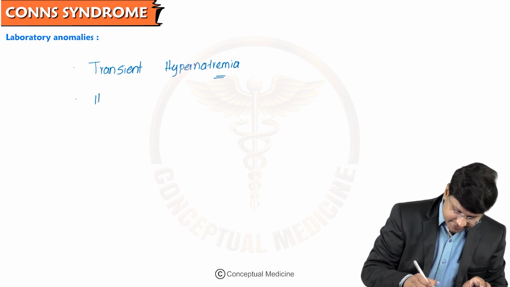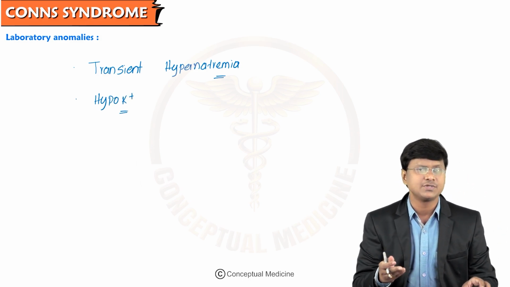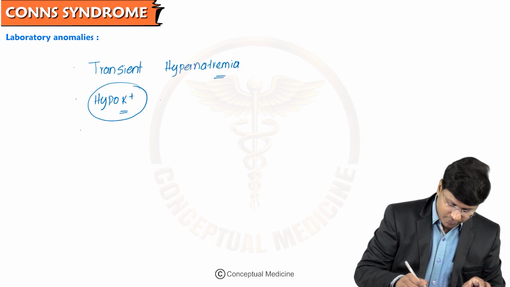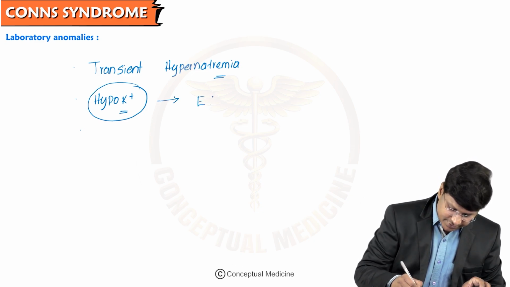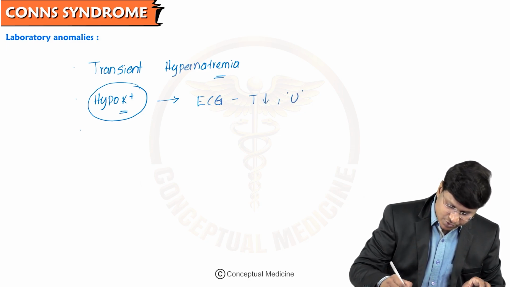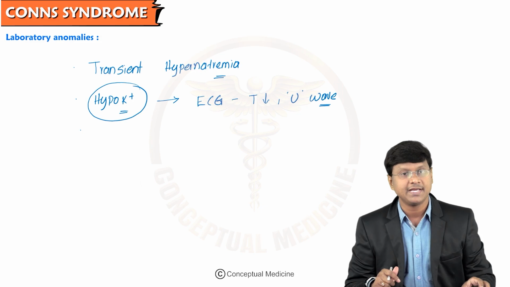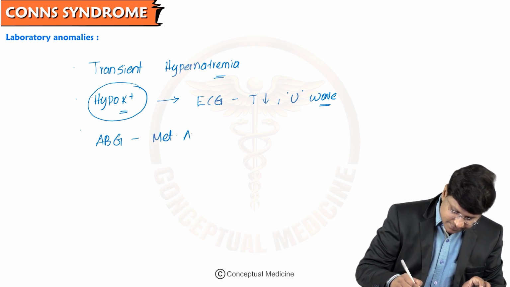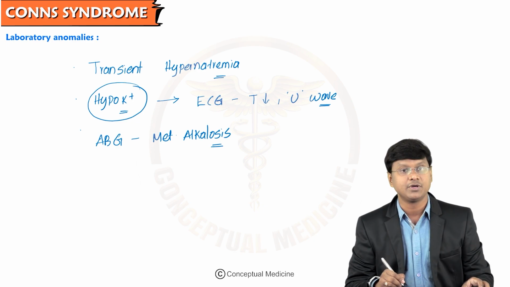Then, followed by that, there will be hypokalemia. Right? Why? Because aldosterone is causing potassium excretion. And secondary to this particular hypokalemia, what will the ECG changes show? ECG will show the T-wave inversions. ECG will show the appearance of the U wave. Right? That is what you will have in hypokalemia. Now, if you take the ABG, arterial blood gas analysis, this will show metabolic alkalosis. Right? This will show metabolic alkalosis.